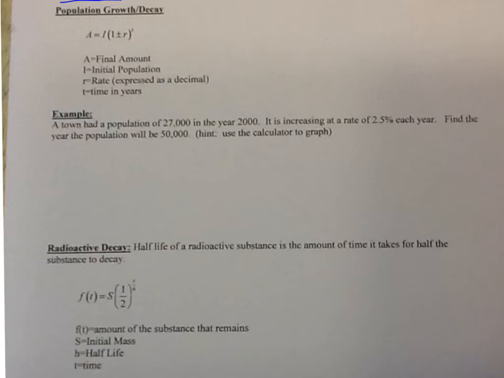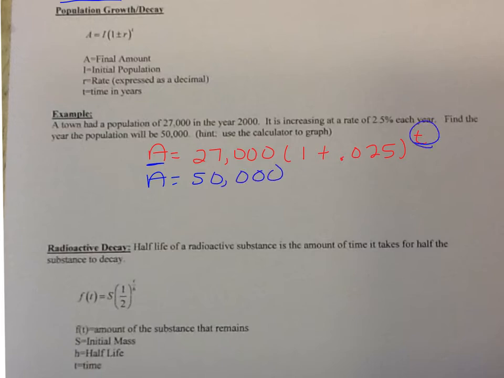All right, so this is what I know. A equals the initial population we're talking about, 27,000 in the year 2000, times 1 plus 0.025, that's my rate, raised to the T power. So I want my A to equal 50,000 because I'm looking for how many years.